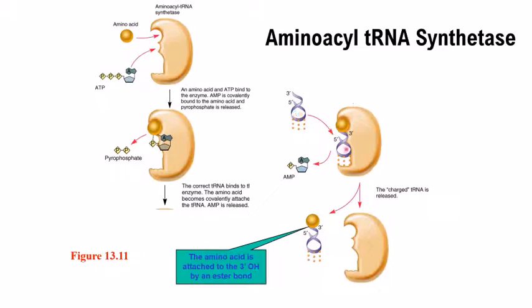When this tRNA gets attached to this amino acid, the AMP, adenosine monophosphate, is released from this enzyme. Now we can say that the tRNA molecule is charged. That is, an amino acid is attached to that tRNA molecule. Such a charged tRNA is then released from the enzyme, that is amino acid tRNA synthetase. This amino acid is attached to a particular terminus of the tRNA molecule. This is attached at the 3' hydroxyl terminus of the tRNA molecule by an ester bond.